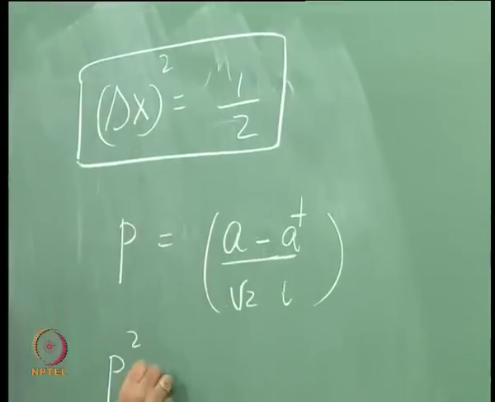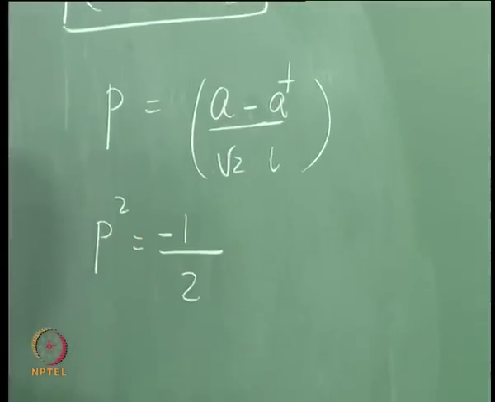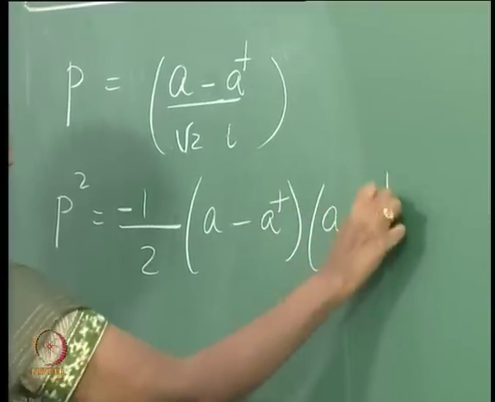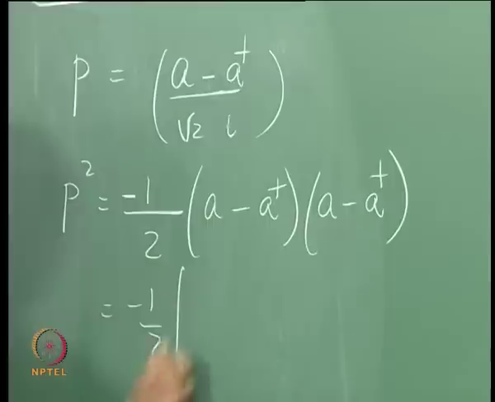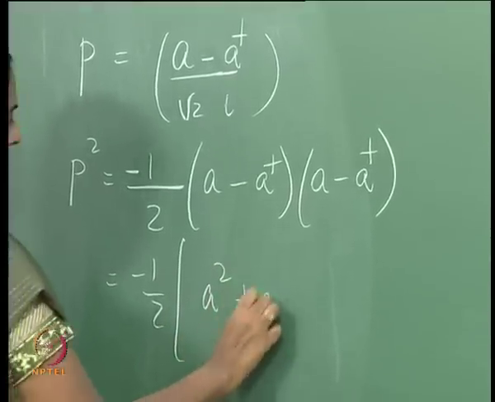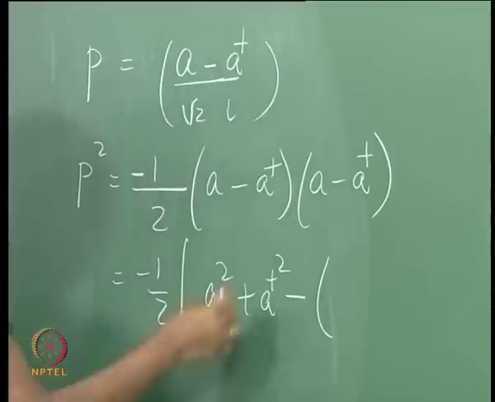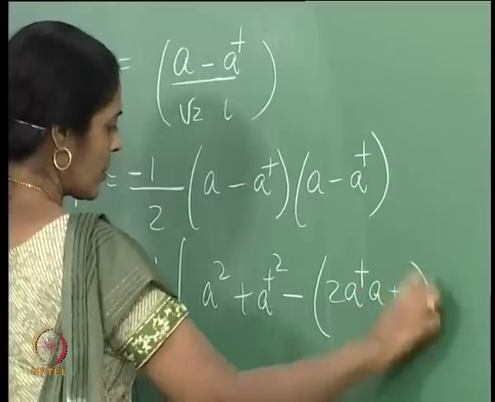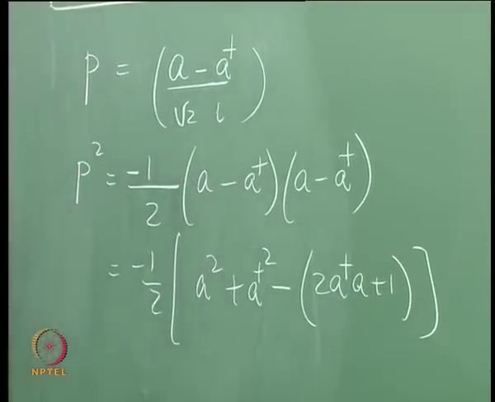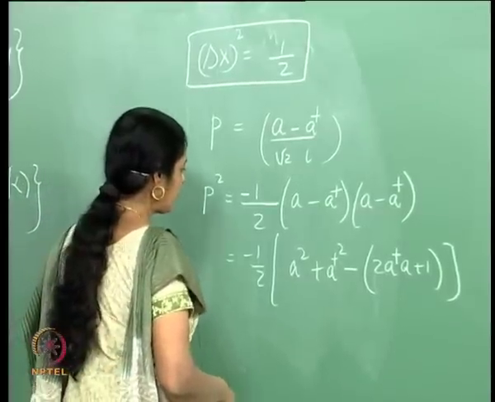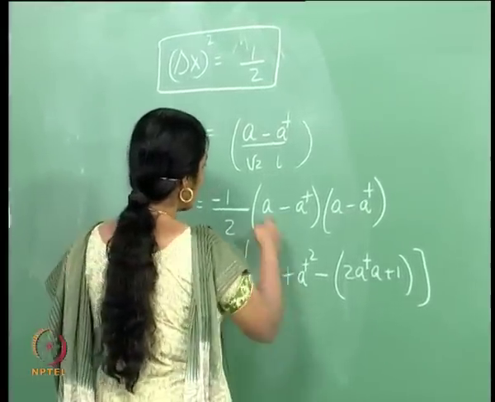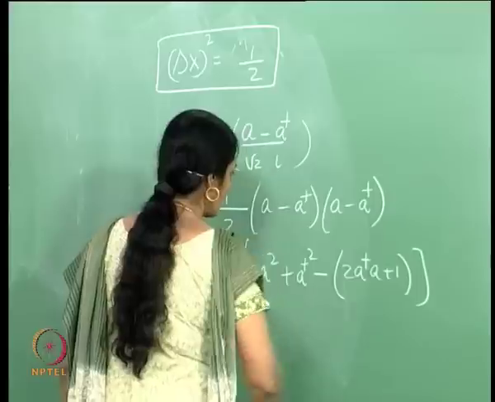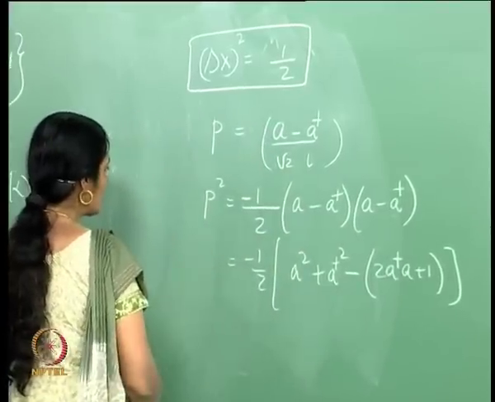I need to find P squared, and that's a minus half A minus A dagger the whole squared. And if you recall, this is A squared plus A dagger squared minus, there is an A dagger A minus A A dagger, so that's a minus 2 A dagger A plus 1 in the bracket, because A A dagger can be written as 1 plus A dagger A, and that's how I got this. So this is P squared.